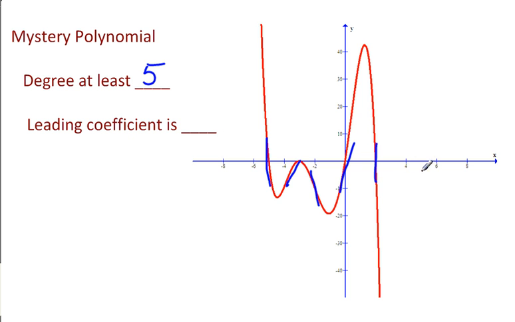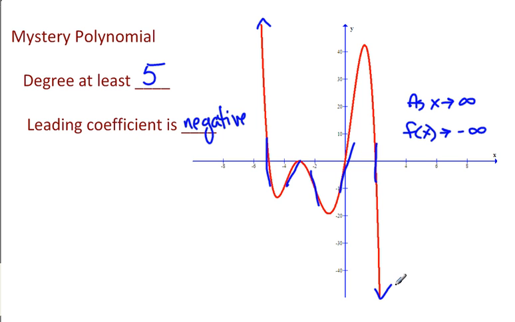And being odd makes absolute sense because notice that I'm going down on one end and up on the other end. So I was expecting it to be odd. And then my leading coefficient is going to be negative. And the reason it's negative is because as x approaches infinity, f of x was approaching negative infinity. And whenever that happens with a polynomial, my leading coefficient is negative.